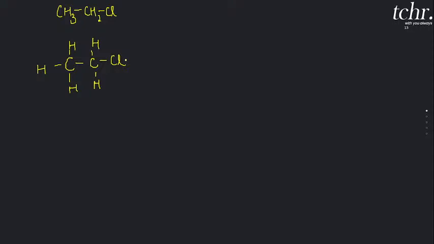To identify which is the alpha carbon and which is the beta carbon, the carbon to which the halogen is attached is the alpha carbon. And the immediate next carbon, containing only hydrogen atoms, is the beta carbon. Now there is one alpha carbon and one beta carbon. Now I will treat this with alcoholic potash or alcoholic potassium hydroxide. Why should we treat with alcoholic potassium hydroxide? The medium should be alcoholic. Okay.